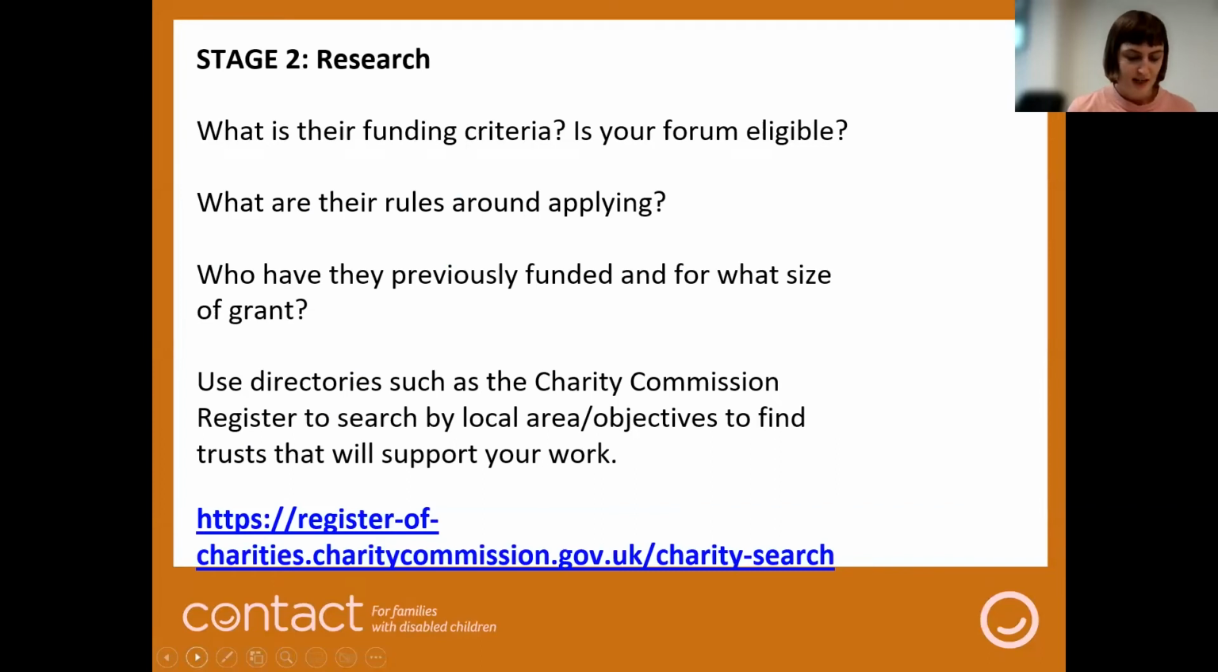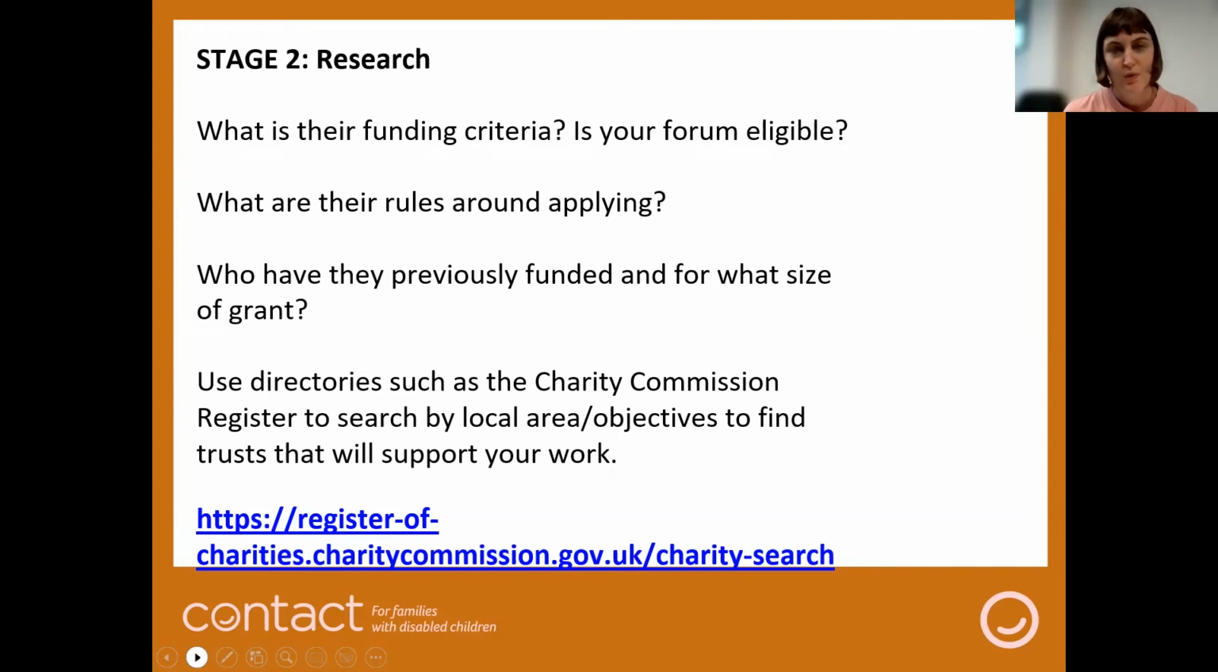So the second stage is research. The more research you do, the more likely you are to be successful. And the first step, I would say, is to look back at your own organization's records, because you may have made approaches in the past, or you may have existing contacts that could be connected to trusts. And then to look externally, so to look for trusts in your local area, potentially, or even nationally, ones who fund work nationally, to find trusts whose objectives match with yours.